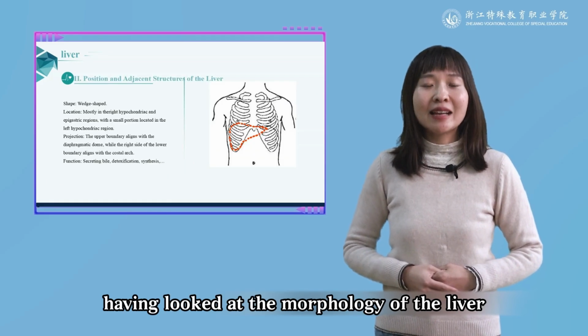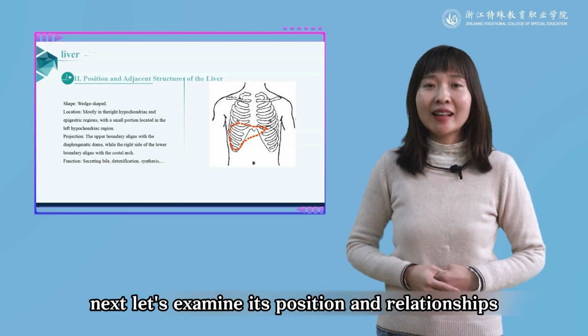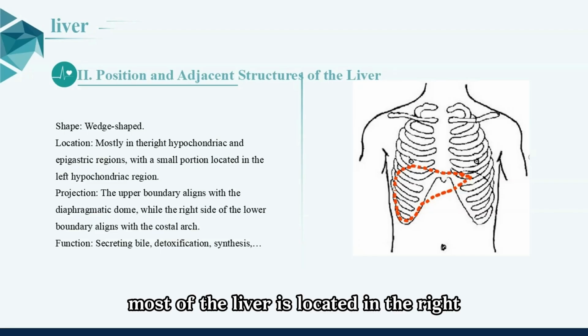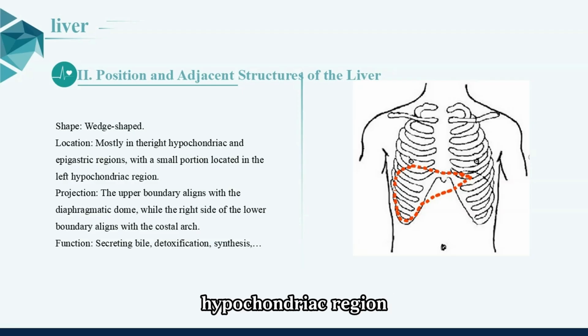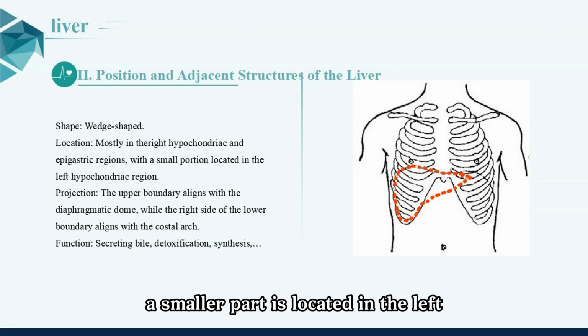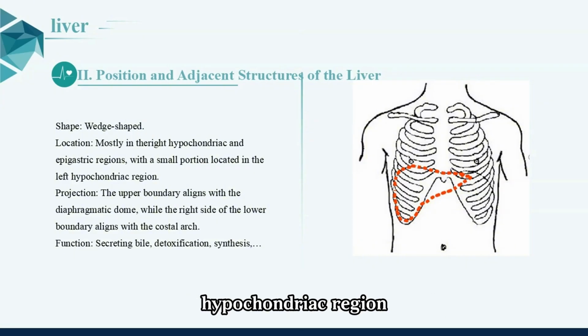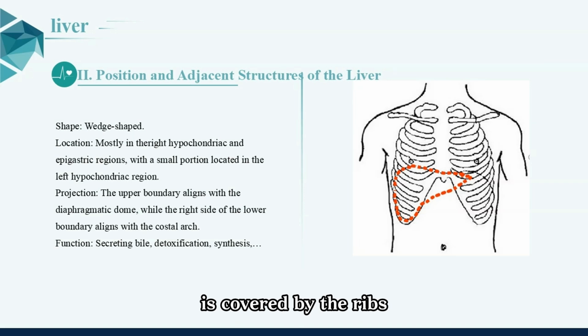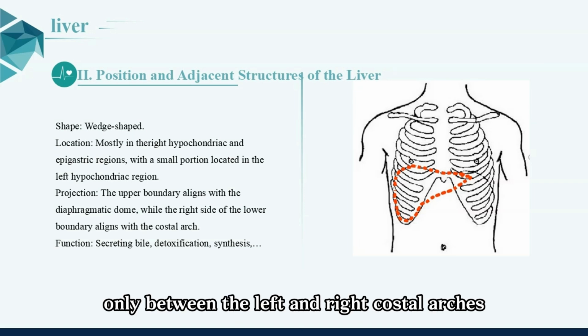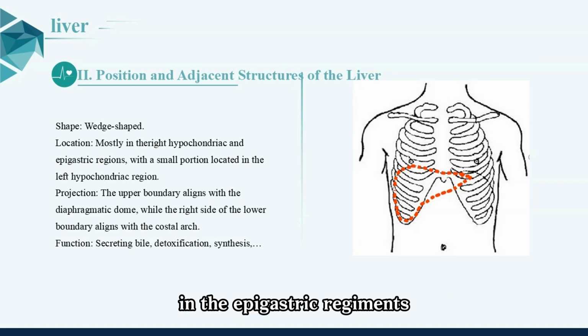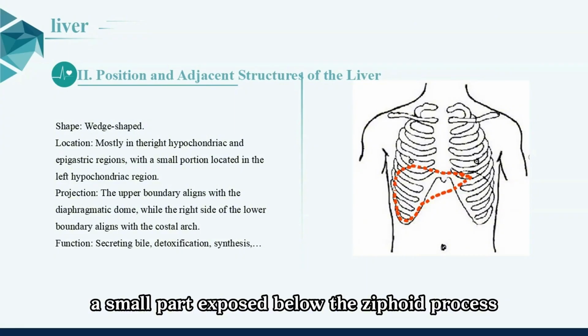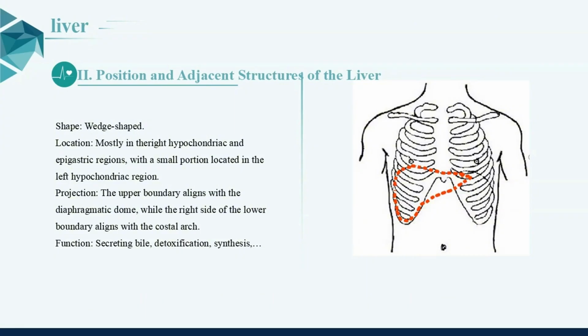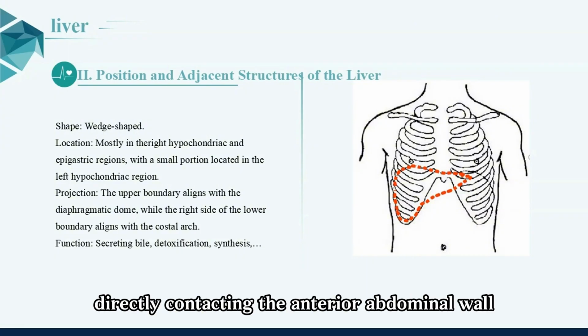Having looked at the morphology of the liver, next, let's examine its position and relationships. Most of the liver is located in the right hypochondriac region and the epigastric region. A smaller part is located in the left hypochondriac region. The anterior part of the diaphragmatic surface is covered by the ribs. Only between the left and right costal arches in the epigastric region is a small part exposed below the xiphoid process, directly contacting the anterior abdominal wall.